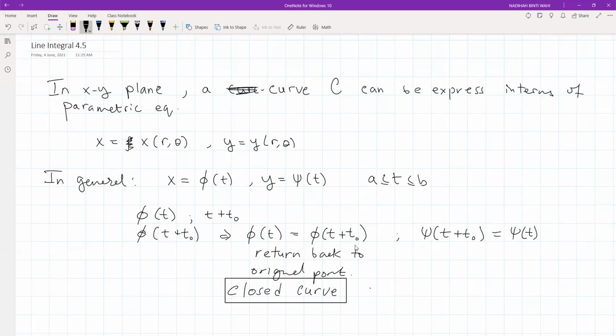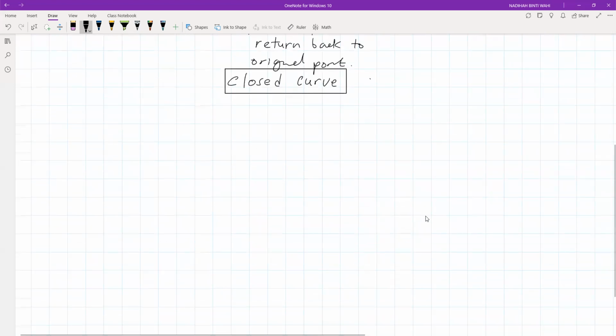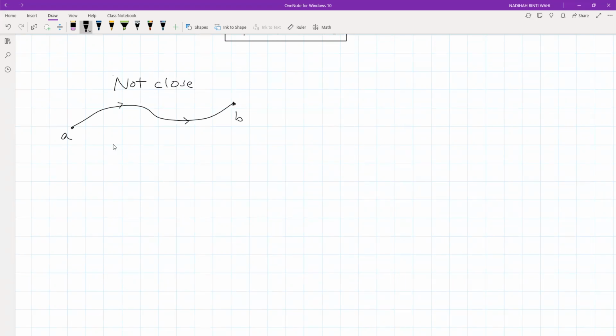All right. So let's define what a closed curve is. Let's try to sketch. Let's say I have a line from here to here. Let's say this is position A to position B, and I go from left to right. So this is a curve, but not a closed curve, because I end up at a different position. How about this one?